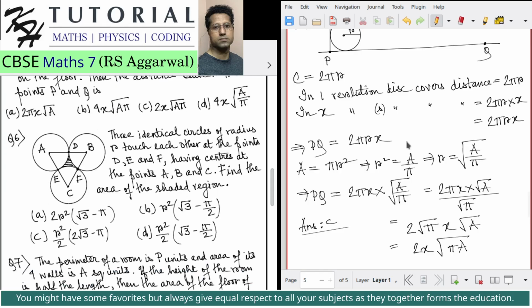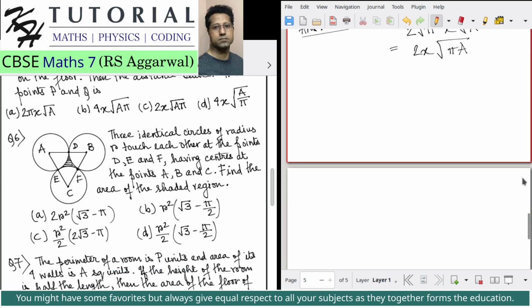Okay, let's see question number 6. Question number 6. So we have a diagram. Three identical circles of radius r touch each other at the points D, E, F, having centers at the points A, B and C. Find the area of the shaded region.